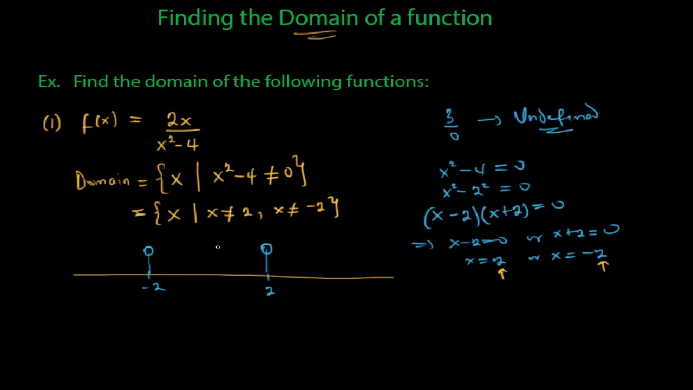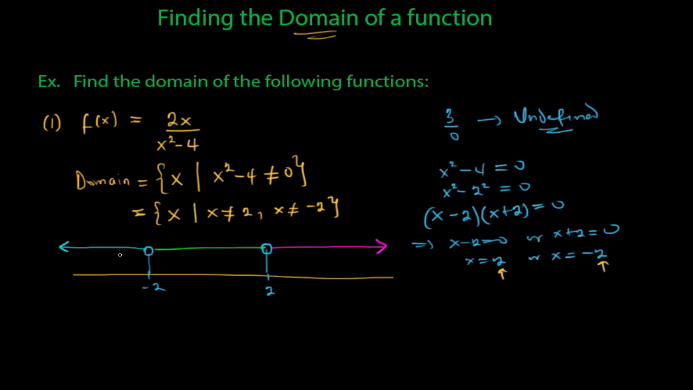So every other number, say from here to here, all numbers between negative 2 and 2, are included, they are valid for this function. Also, all numbers from here to here, up to positive infinity, are also included. And then similarly, all numbers from here to here are also included, that is from negative 2 to this.